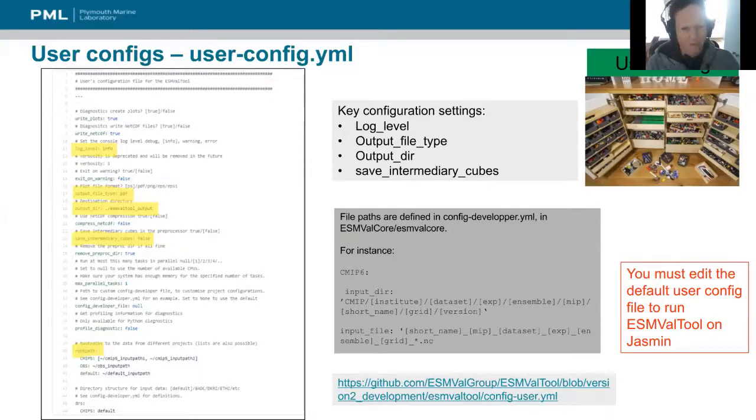So the big thing to notice here is you must edit the default user config file to run ESMValTool on Jasmine. The default one is not set up for Jasmine, so you must edit it before you use it. Now, RunGenie will help us do that later, and I believe it might even be in the instructions how to do that. Okay, so moving on, Diagnostics.